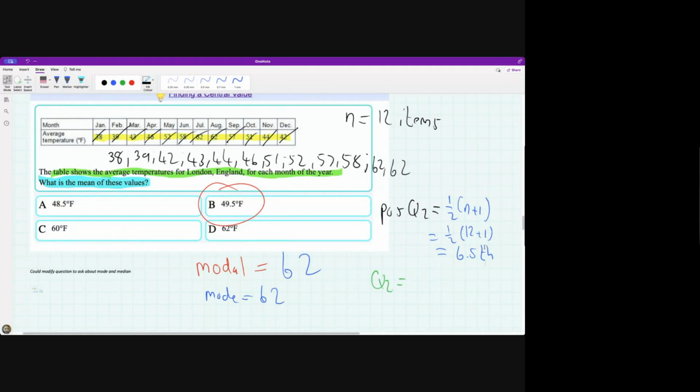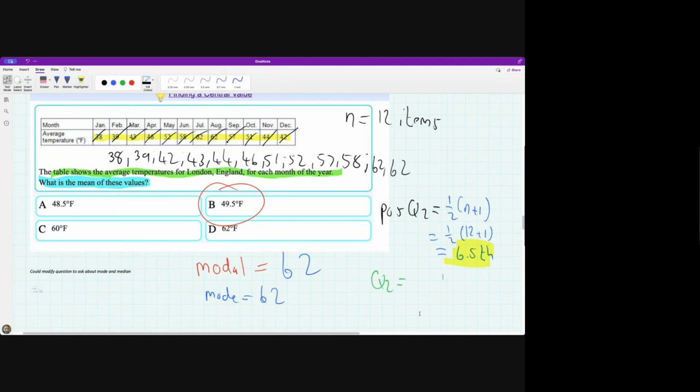Now, just a warning, what I notice is that the position formula isn't giving me a whole number. It's giving me a fractional number. What do we need to do when the position of the median is a fraction? It's not in the 6th or the 7th. It's in the 6.5 position. What do we need to do in that situation?